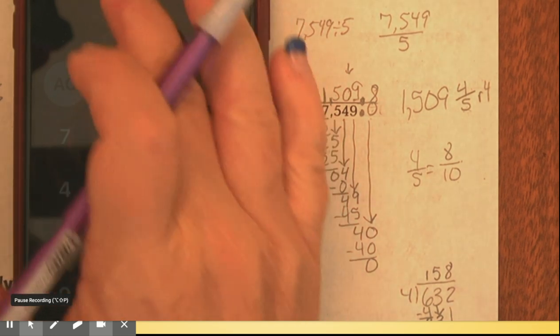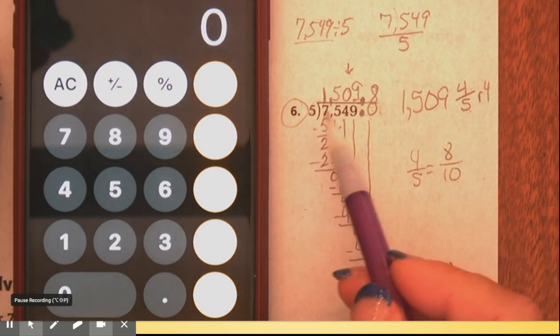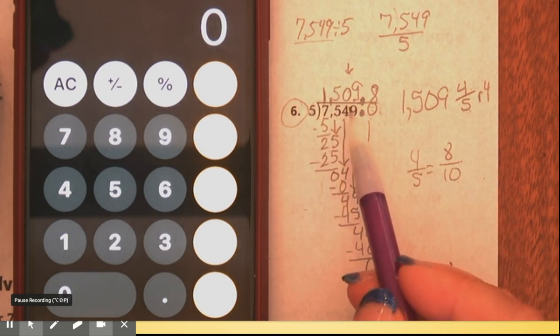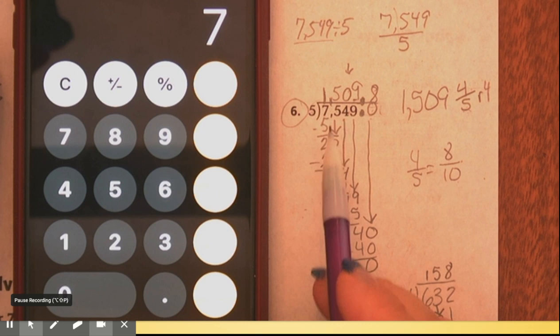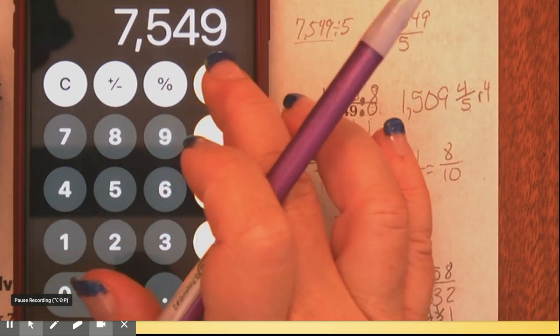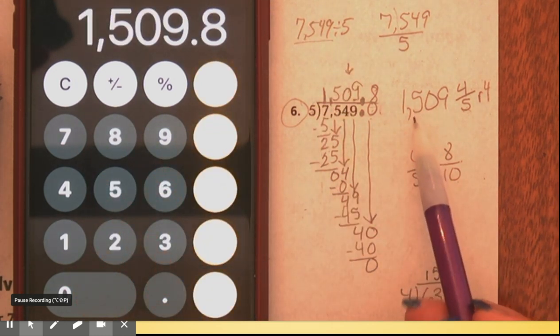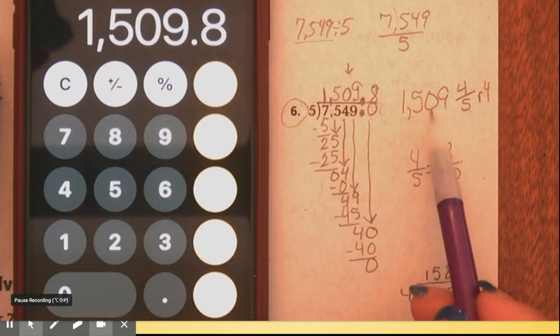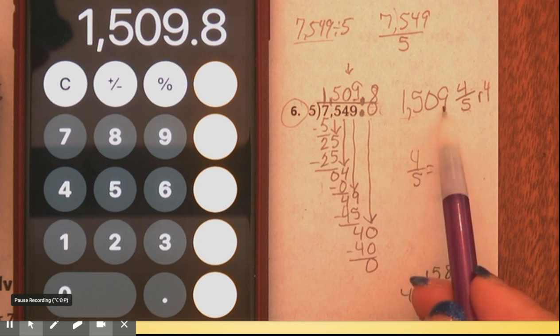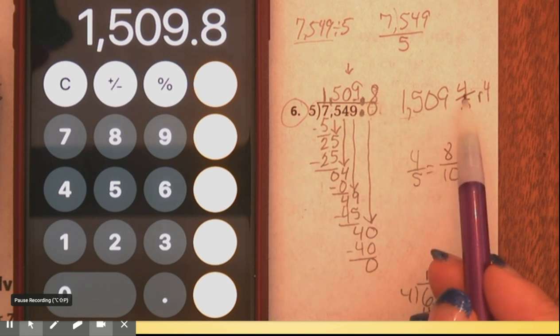Now, I'm going to show you how to type that. So you type it as you read it, and you always read the dividend first. 7,549 divided by 5 equals. Here is your answer, 1,509 remaining, or 8/10 or 4/5.